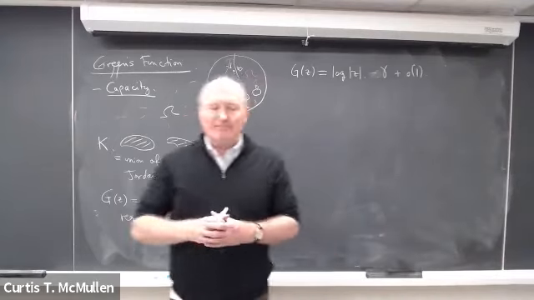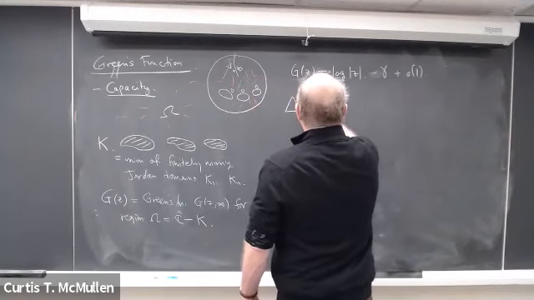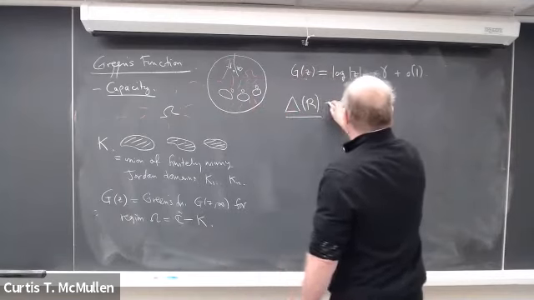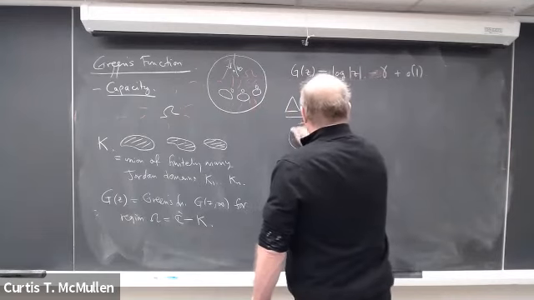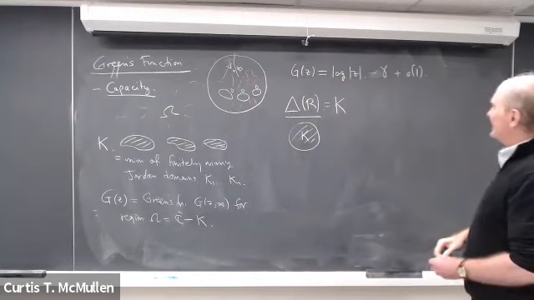So let's look at an example. First, the disk of radius r. Let's take that to be K. Always start with the simplest example. What is the Green's function here?